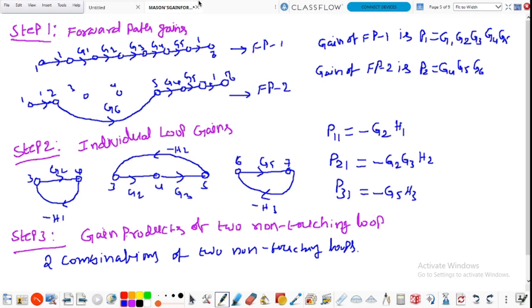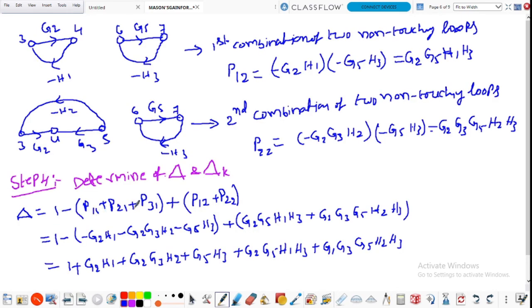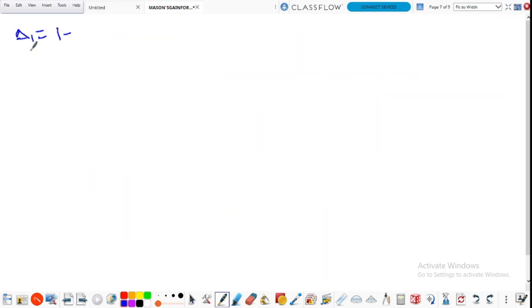Once again, I will explain. The expression of the delta is equal to 1 minus sum of individual loop gains plus sum of gain products of all possible combinations of two non-touching loops minus and so on. Delta k, now here there are two forward paths, k is equal to 1. That is delta 1 is equal to 1 minus sum of individual loop gains. So calculate the sum of the individual loop gains. How to calculate the sum of the individual loop gains? According to delta k, there is no part of the graph which is not touching the kth forward path.